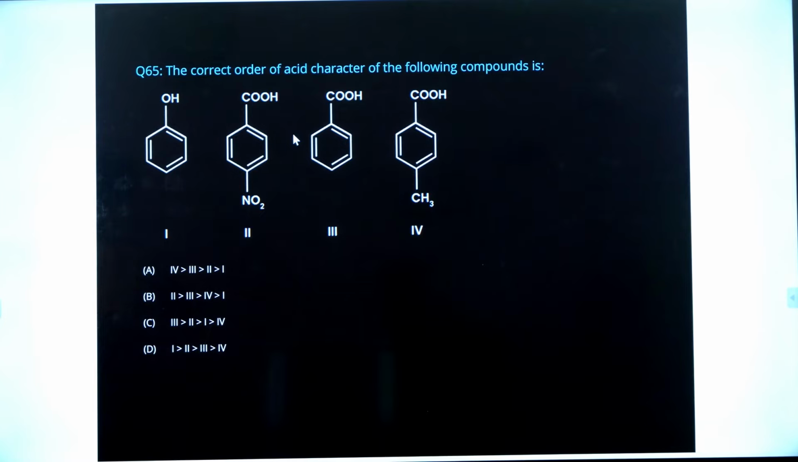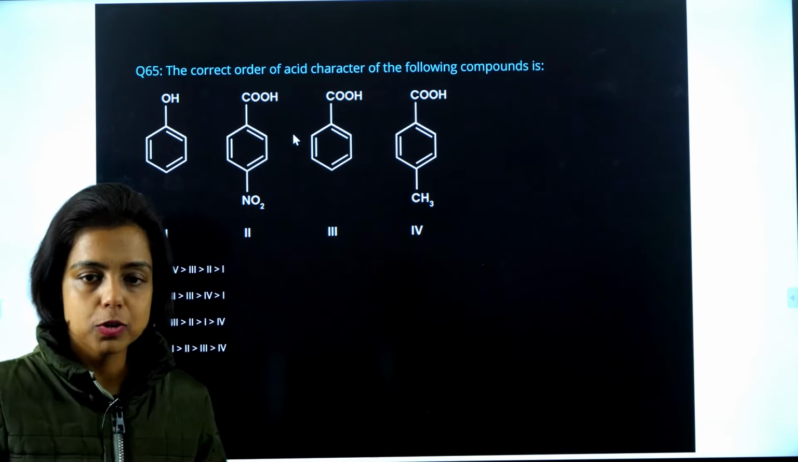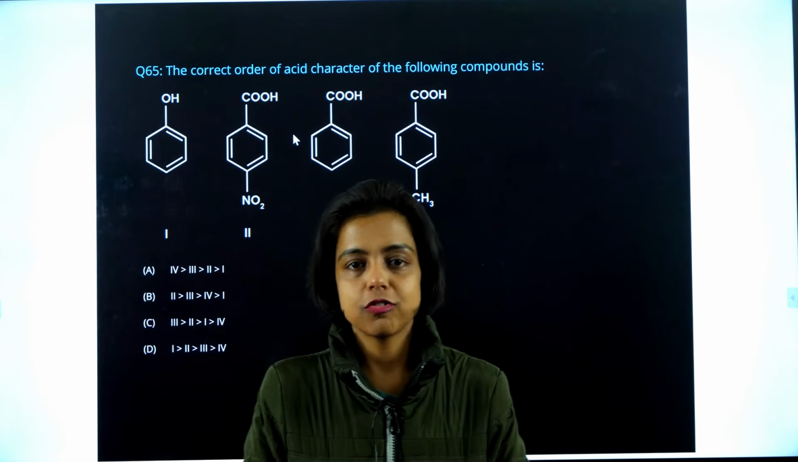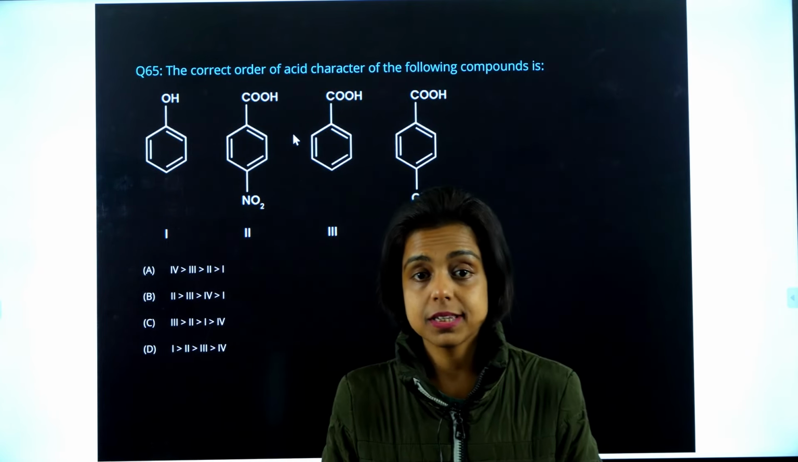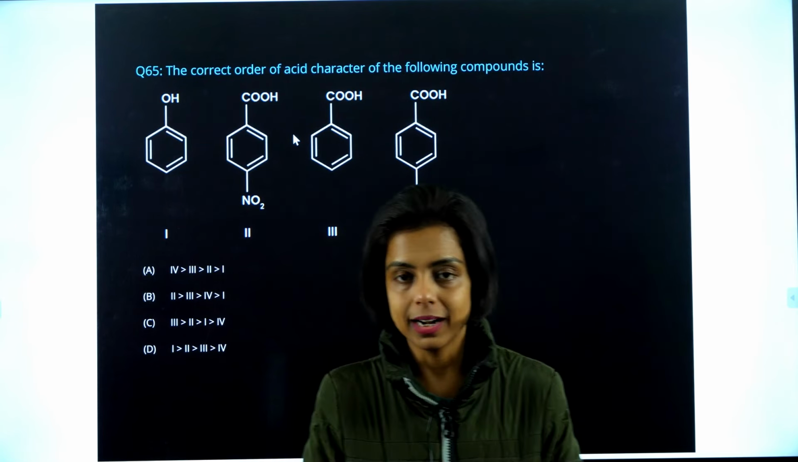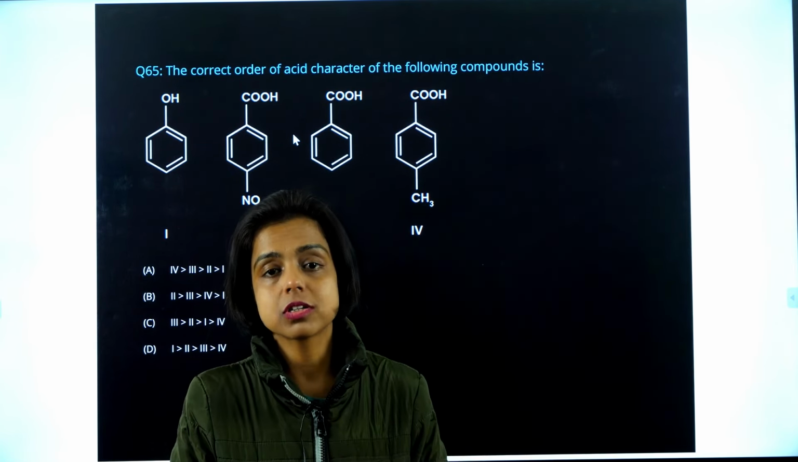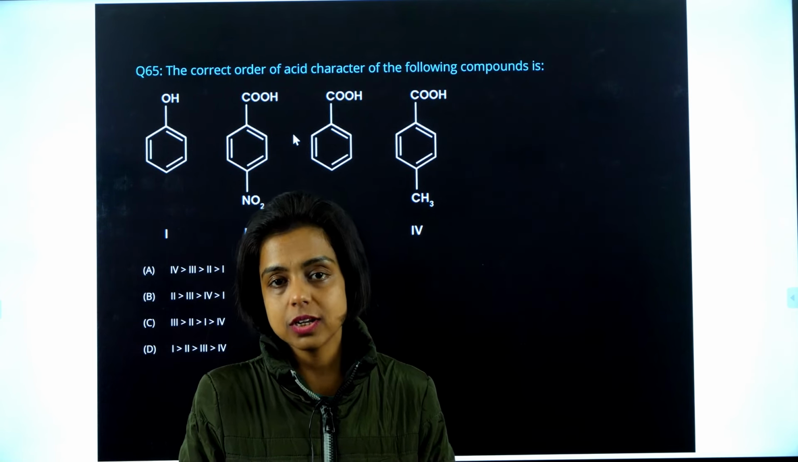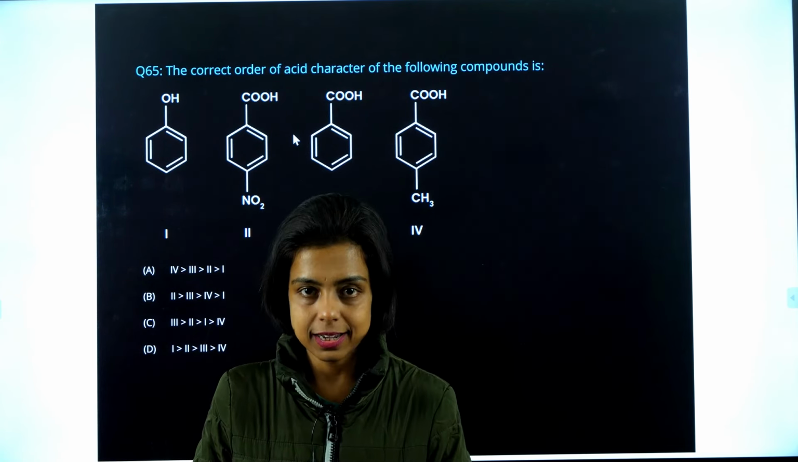Let's check the next question. The correct order of acidic character of the following compounds. So you have the following compounds. One of the favorite questions of JEE is acidic and basic strength order. So you have carboxylic acid, you can see you have phenol also, and I am pretty sure that you know carboxylic acid is a stronger acid than alcohol or phenol because of more resonance, more equivalent structures in the carboxylate ion, right?